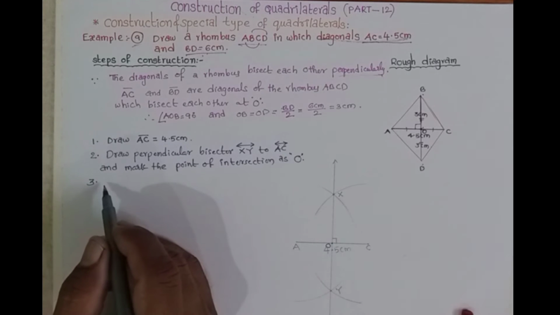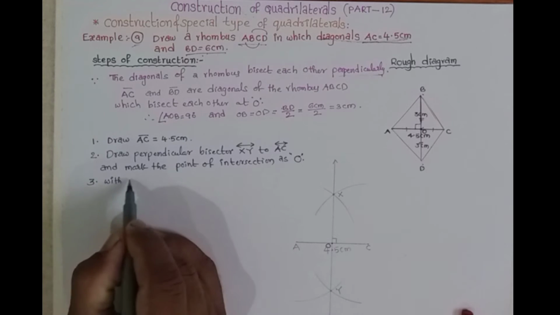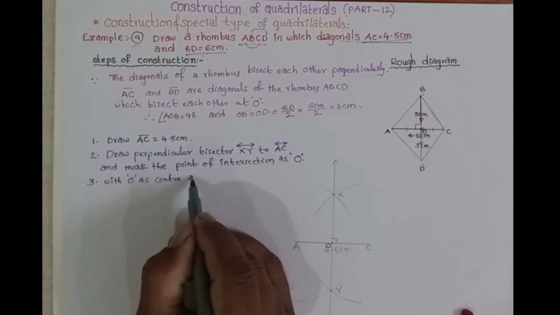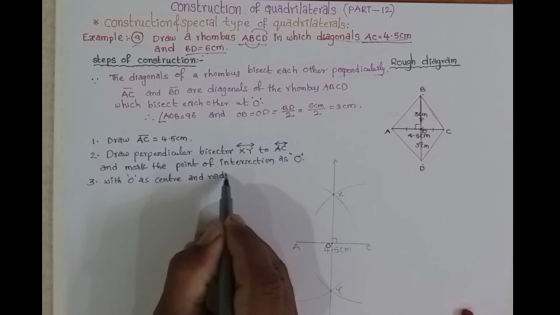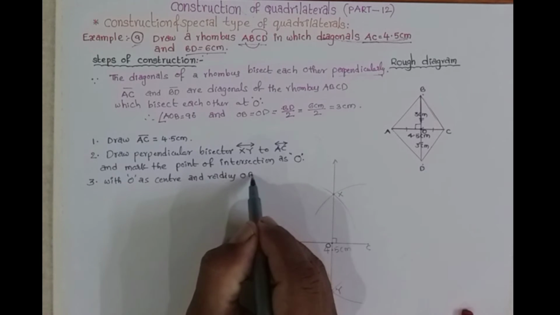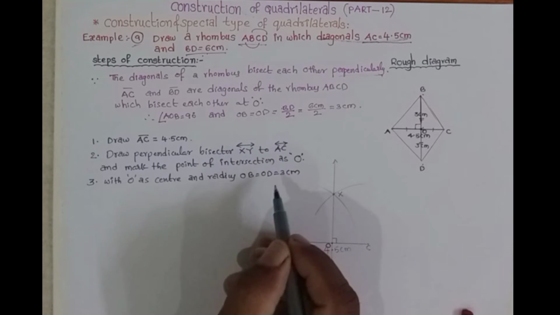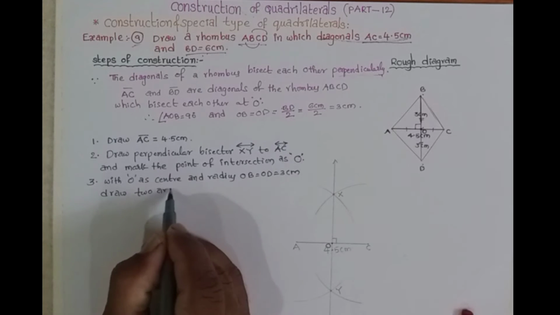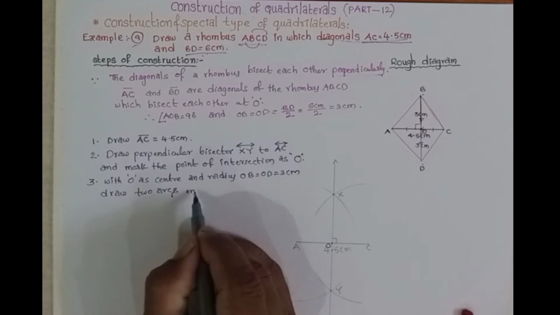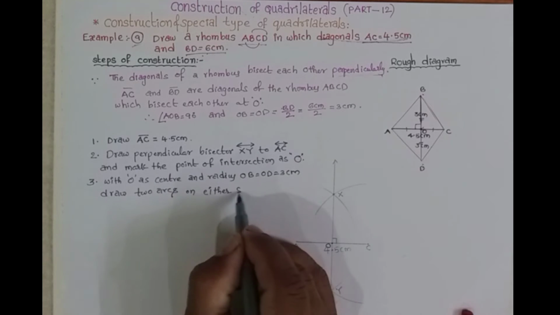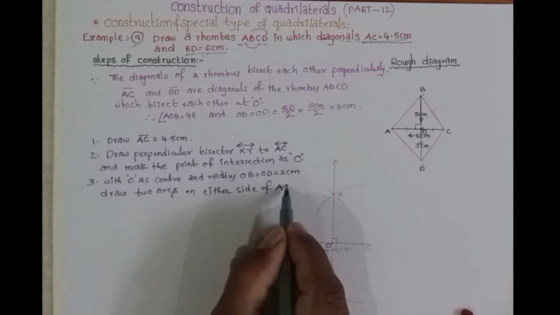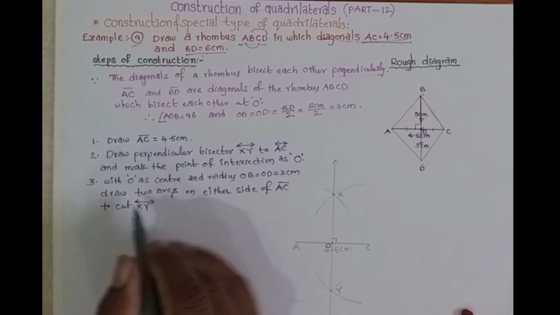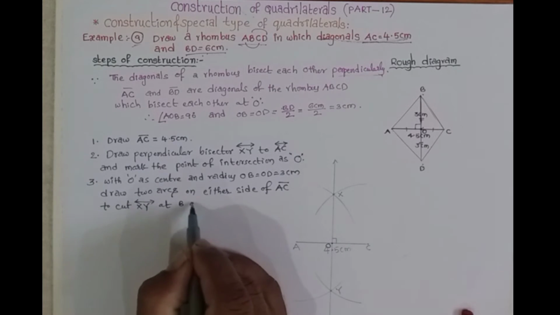Next step of construction, third point. With O as center and radius OB equal to OD equal to 3 centimeter, draw two arcs on either side of the line segment AC to cut the XY line at B and D.